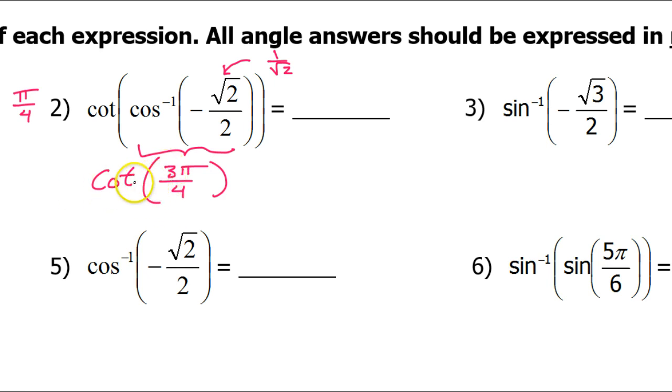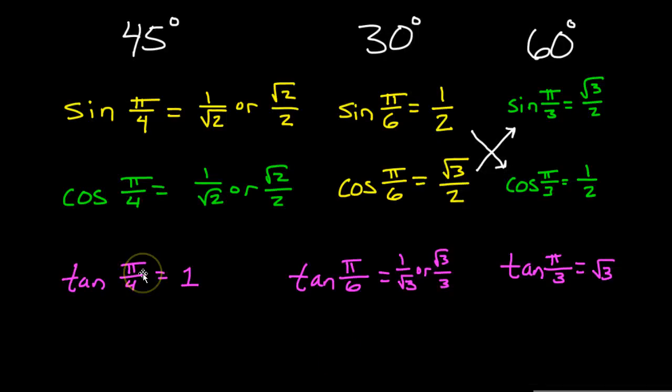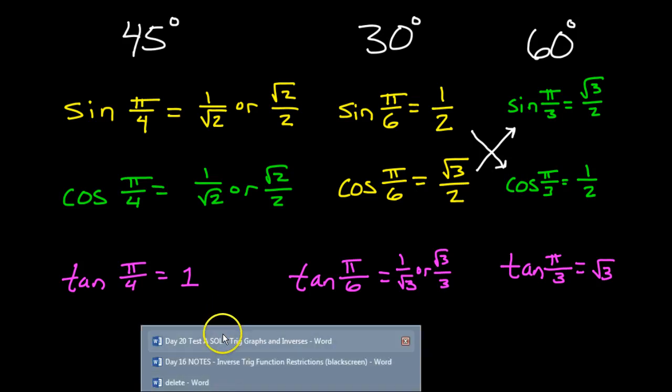Well, when I do the cotangent, the first thing I ask myself is, what is the tangent of 3 pi over 4? Okay, because I know these are just reciprocals of each other. So what's the tangent of 3 pi over 4? Well, the reference angle obviously is pi over 4. So if I consider my chart, I know that the tangent of pi over 4 is 1. So then I know the answer is going to be some type of a 1.